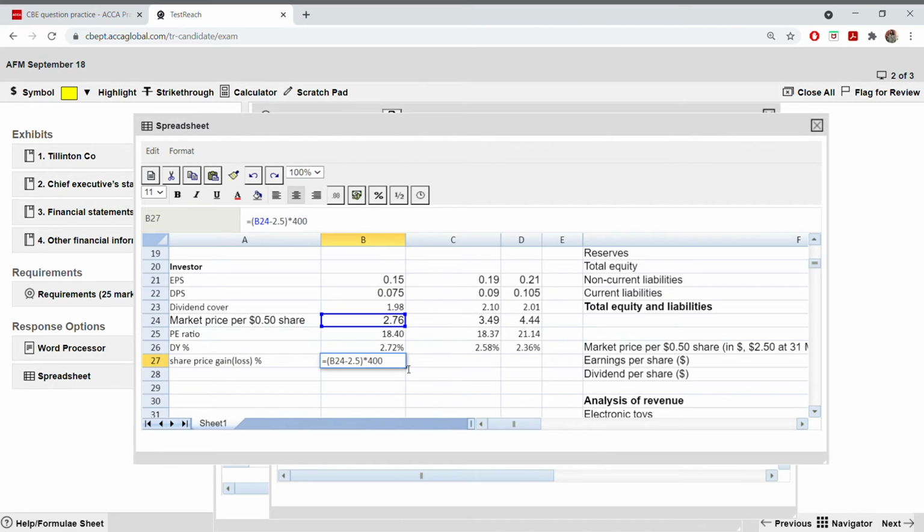Maybe when they are taking it as a percentage, they divide it by 100. Yes, this whole thing. Divide by 100. 0.76 minus 2.5 divided by 100 into 400. Okay, they might have divided the whole thing by 100, but no worries.